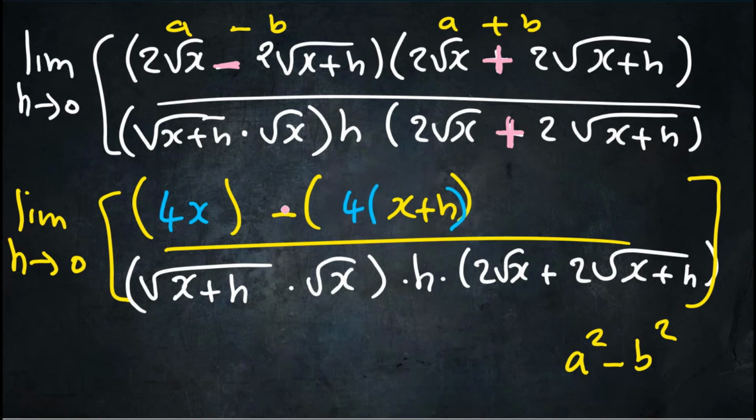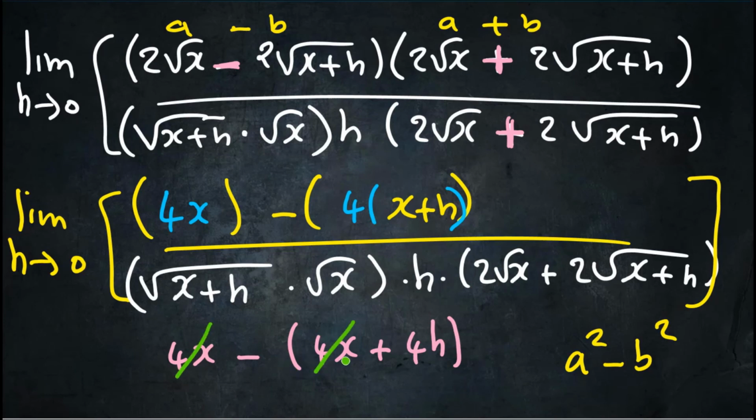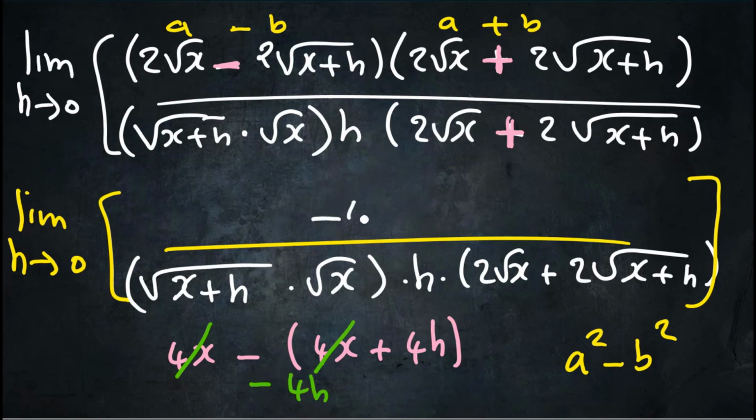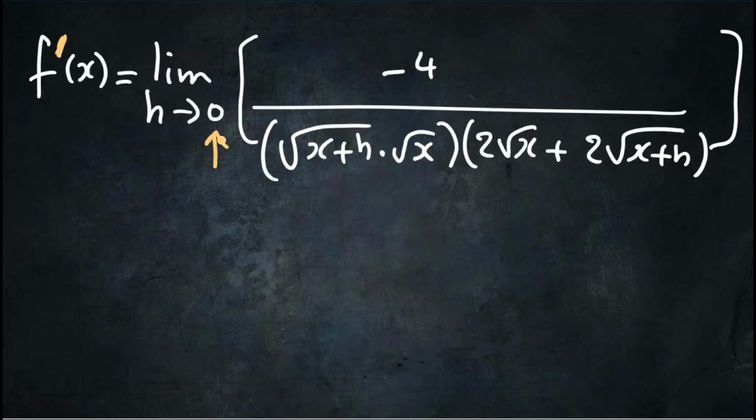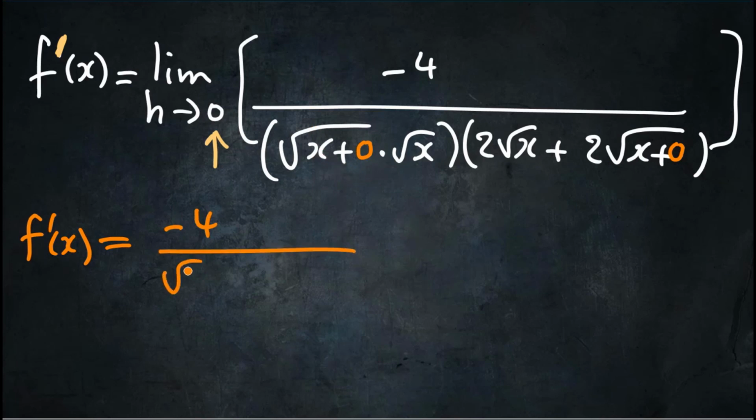What if we expand this? We have 4x minus 4 times x is 4x plus 4 times h is 4h, and see 4x minus 4x is 0, the 4x cancel and it remains minus 4h, and we can cancel these h, and if we plug in 0 for h, this is 0 and this is 0. F prime of x is minus 4 over root of x times root of x.